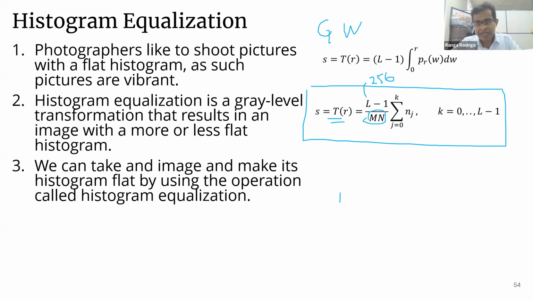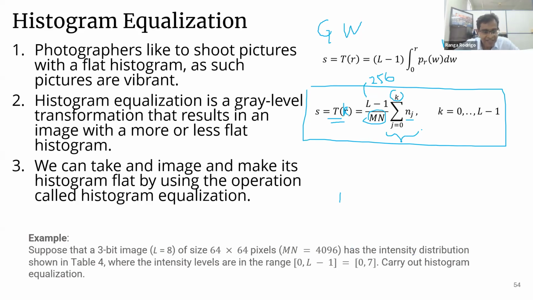M times N is the total size of the image. So we are assuming in this image, there are M rows and N columns. Then what is Nj? Nj is an intensity number. So you are summing up until intensity k. Okay, this is wrong. This is Rk, T of Rk. You are summing up until intensity k. This one, you can see, is the cumulative function. Cumulative means you are summing up until that, right? Cumulative function. I will not prove that, but we will do an example.